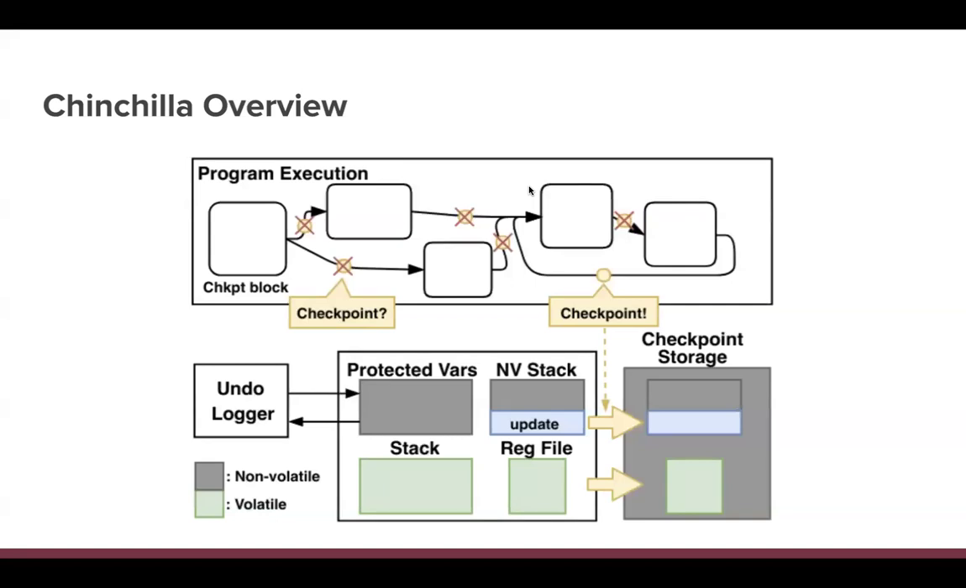Other than this, Chinchilla implements a non-volatile stack in the runtime in order to reduce the amount of program stack to snapshot or restore after a power outage. It also has an undo logger to save and restore all the protected variables during the execution. We'll look at what protected variable means later.